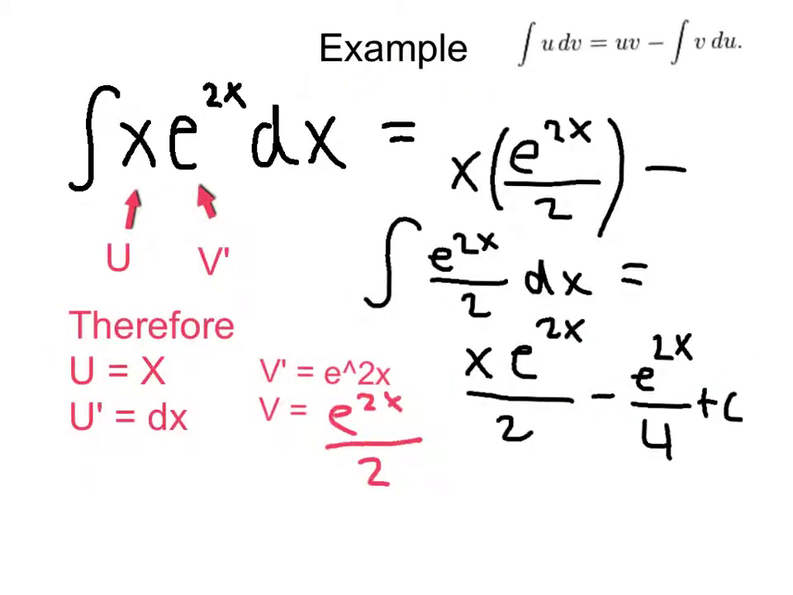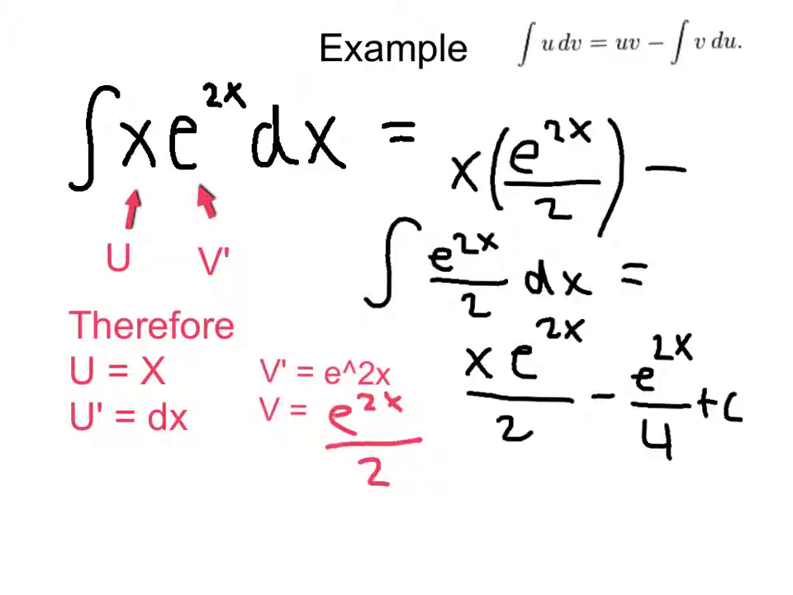Example: integral of x e to the power of 2x dx. Firstly, we must pick our u and v prime. As you can see, x is very simple to derive, therefore it is our u, while e to the 2x is simple to integrate, therefore it is our v prime. So, we have u equals x, u prime equals dx, v prime equals e to the power of 2x, v equals e to the 2x over 2.